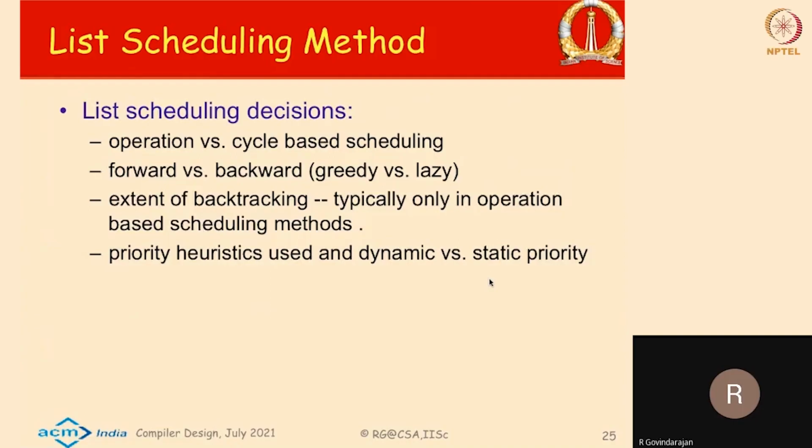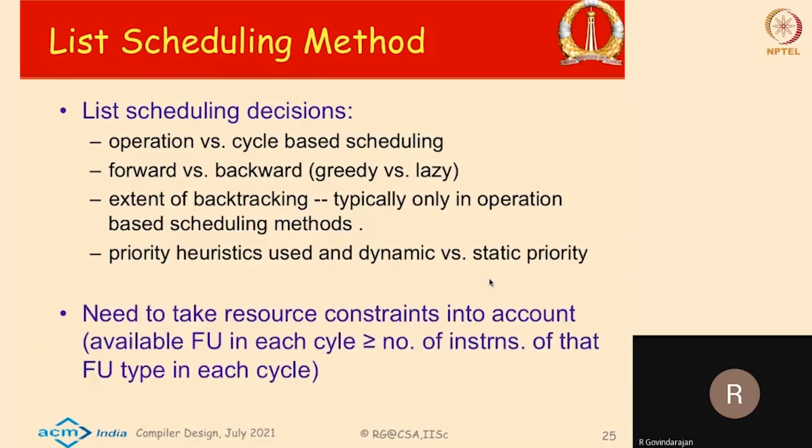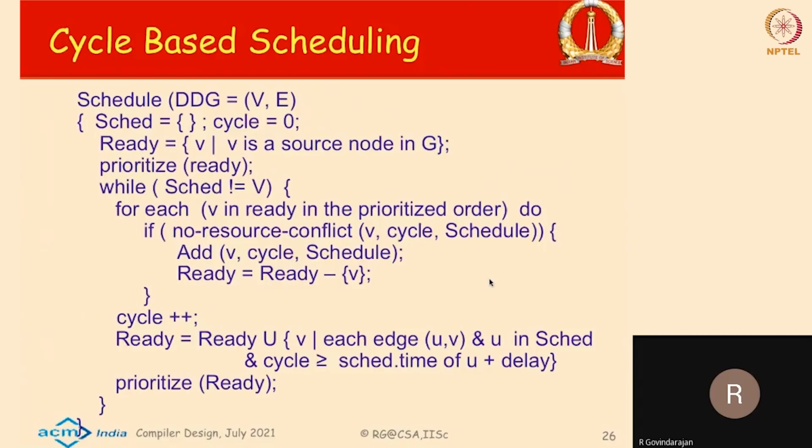So you use some kind of a heuristic. Let me just quickly go to one of the heuristics and then talk about it. This is the cycle-based scheduling, and what you try to do here is that you have your dependence graph, you calculate all the earliest start time and the latest start time, and maybe you use the slack as the priority or whatever.